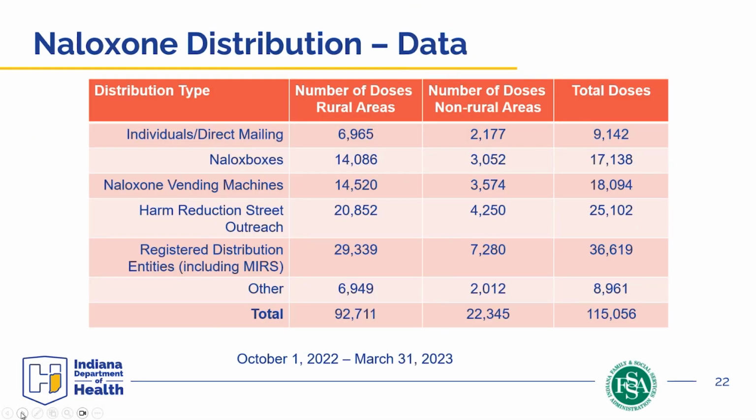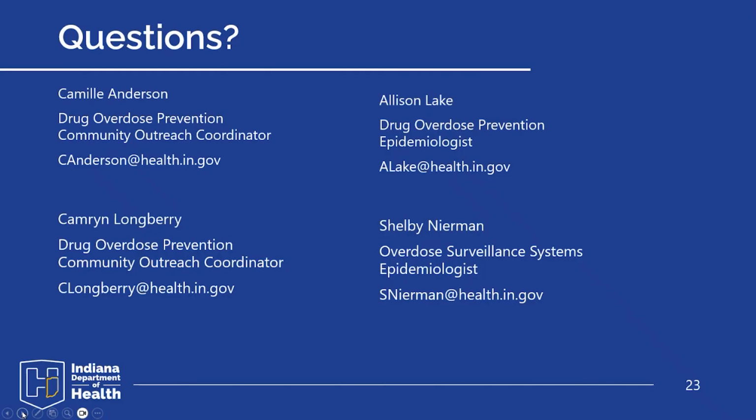Currently, as you see on here, you can see some of the data that has been collected from some of our outreach and prevention efforts. So this data is from October of 2022 to March of 2023. So you can see in total, we have distributed over 115,000 doses of naloxone through this prevention program. All right, and that is actually all for us.